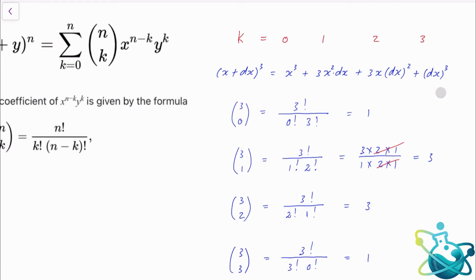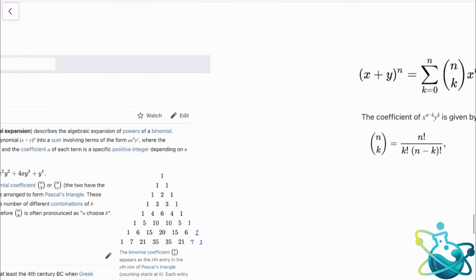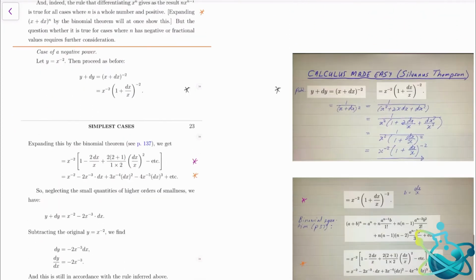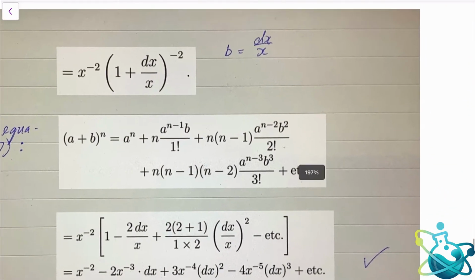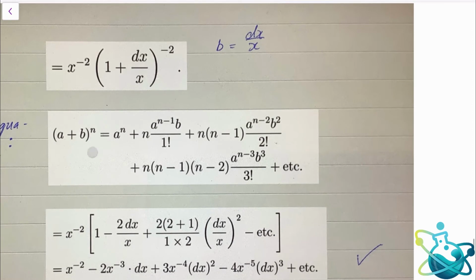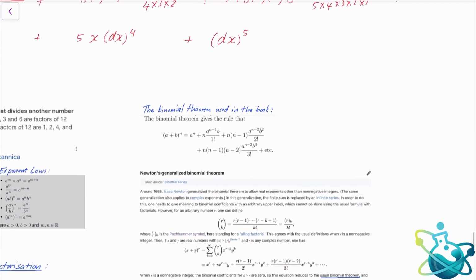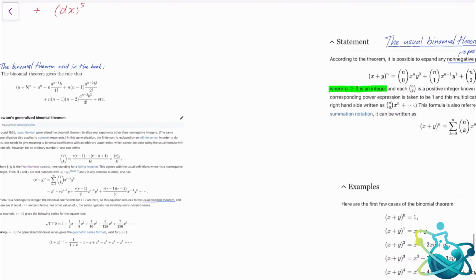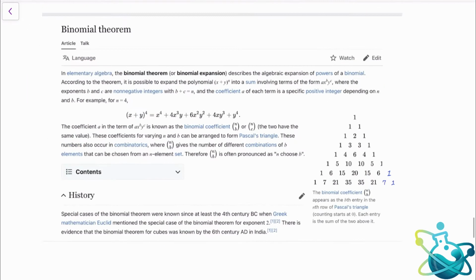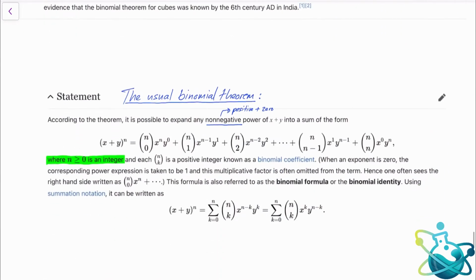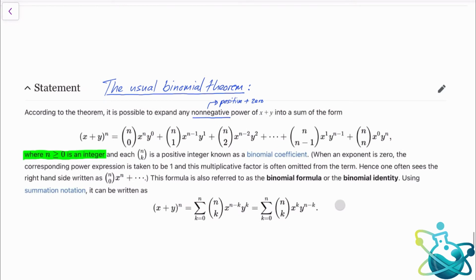It doesn't go on forever, it terminates, and so on. Okay, the one that's used in the book, page 137, this is actually the general binomial theorem. If you go to Wikipedia, guys, and look at the binomial theorem, it will start out like this, and then it gives you your usual binomial theorem.